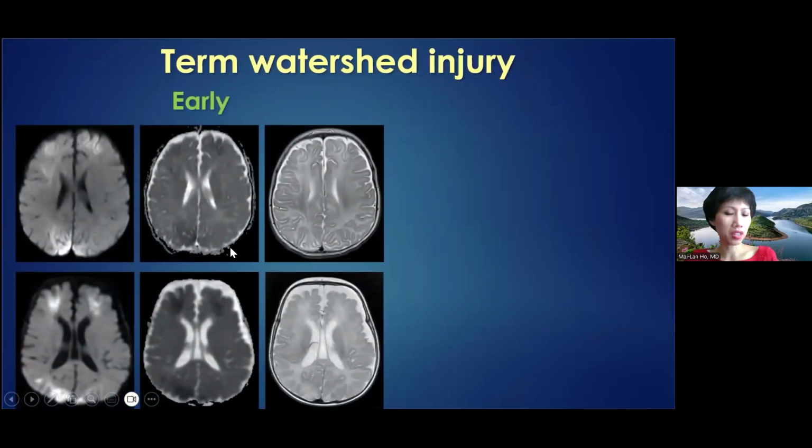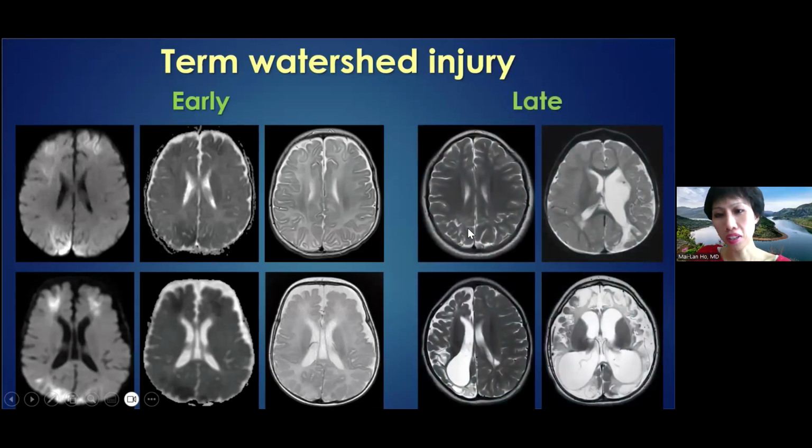Okay, so watershed injury, just like adults, right? So these ACA, MCA, PCA border zones, right? So the cortex, the white matter paralleling the lateral ventricles here, restricted diffusion. You can see that the T2 is sort of appreciable, edema on top of an already watery brain, but it's not as easy to appreciate. So it's all about timing, right?